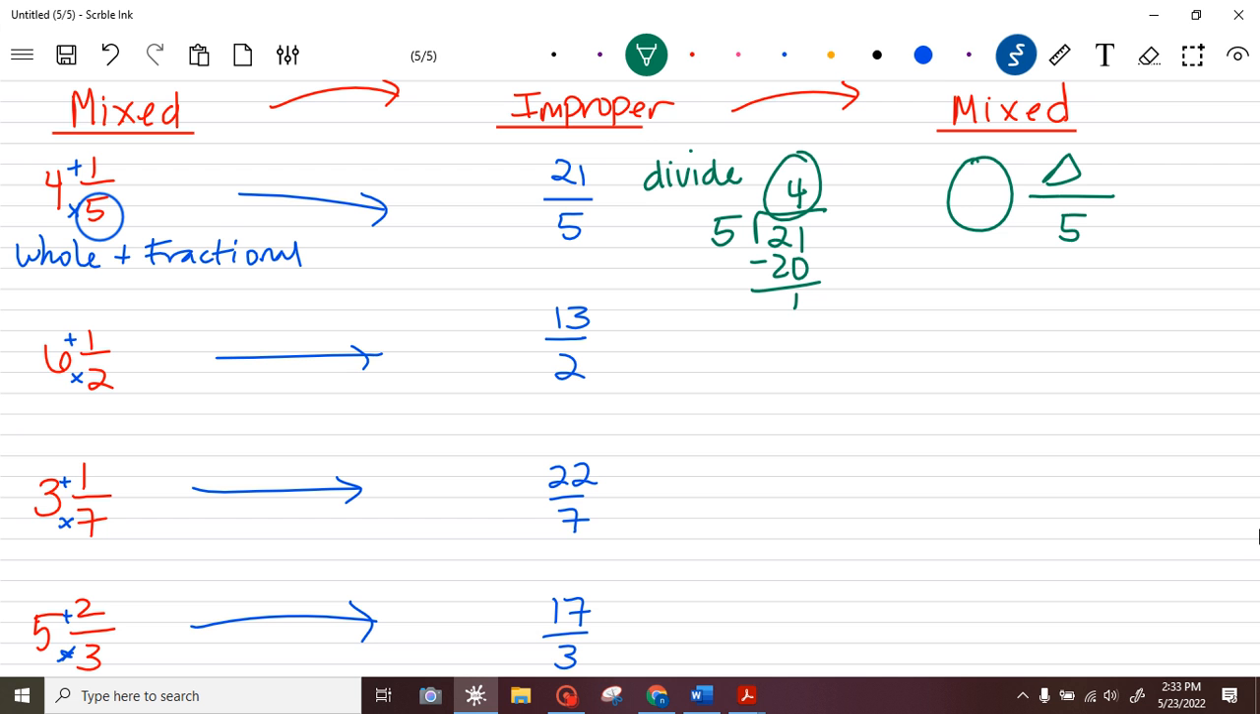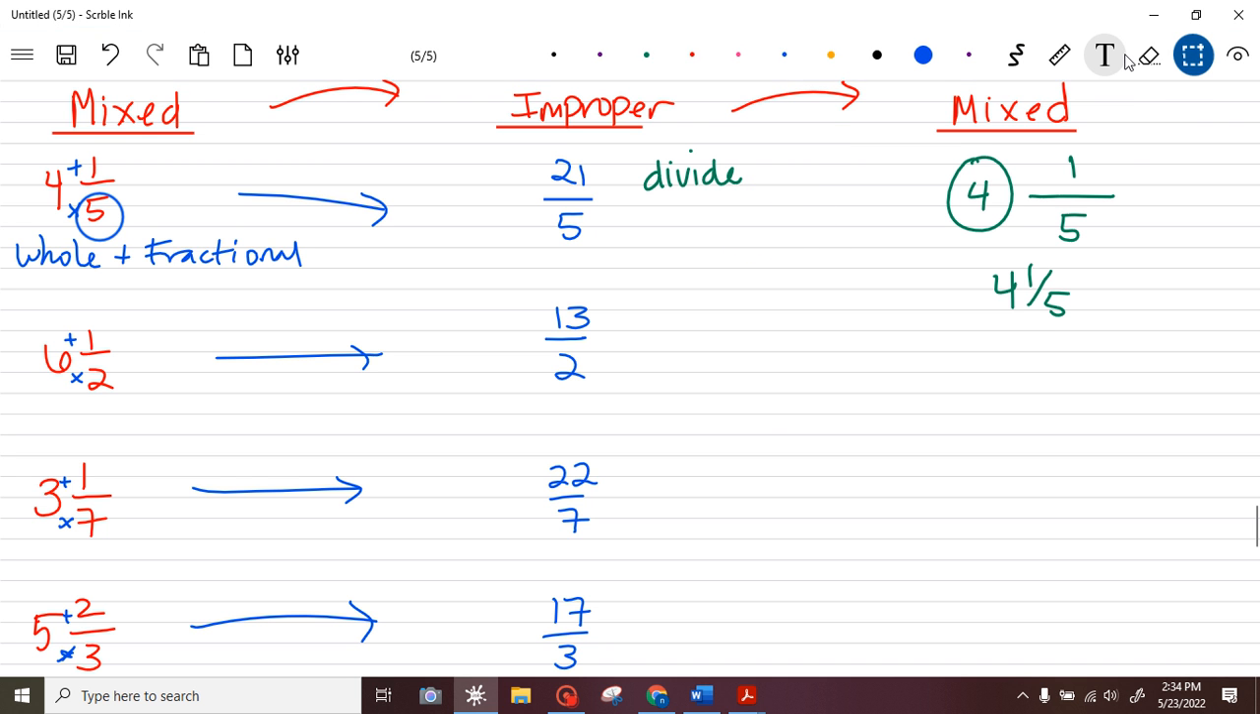So 4 is your whole. So 4 goes here. And then this is your leftover, this 1. So 21/5 converts back to 4 1/5 as a mixed number because we just divided. So 5 goes into 21 4 whole times with 1 left over out of the 5. And that's the process of converting improper to mixed. So you see we went from 4 1/5 to its improper version, 21/5, and then we took its improper version, 21/5, and we went back to mixed, 4 1/5. So we'll just repeat this process for the rest of these examples.